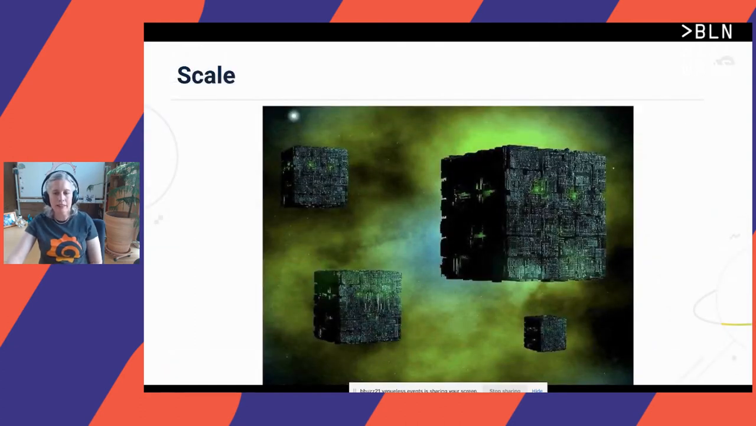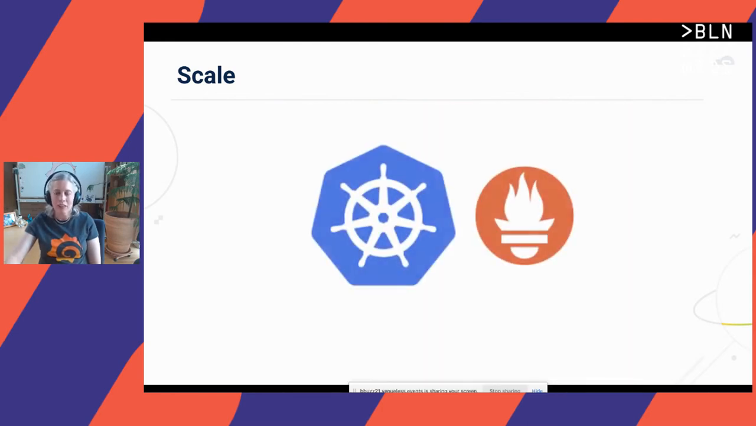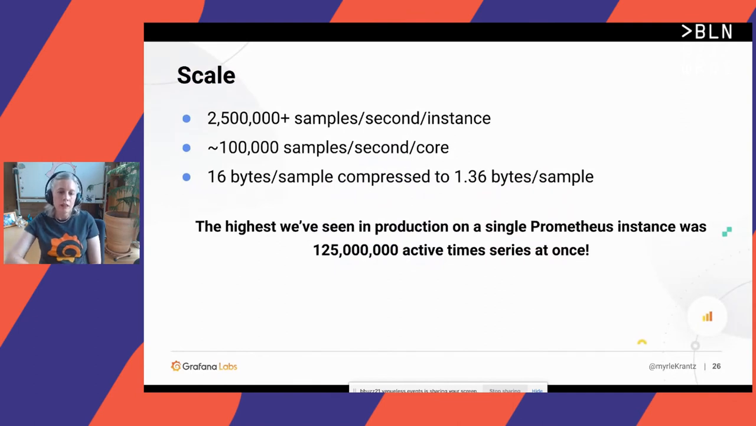So is it scalable? Well, Kubernetes is the Borg. Prometheus is basically Borgmon within this context. And Google couldn't have run the Borg, that is their Kubernetes clusters, without Borgmon. Kubernetes and Prometheus are designed and written with each other in mind. If Google can run them at scale, then you probably can too. One Prometheus instance has been seen to have as many as 125 million active time series at once. So it can take on a lot of data.